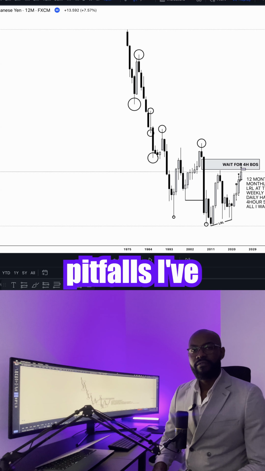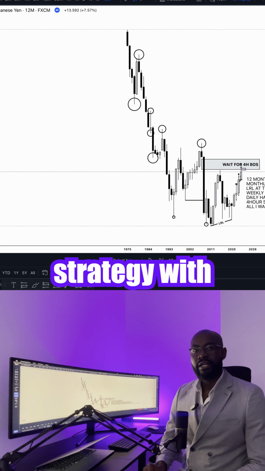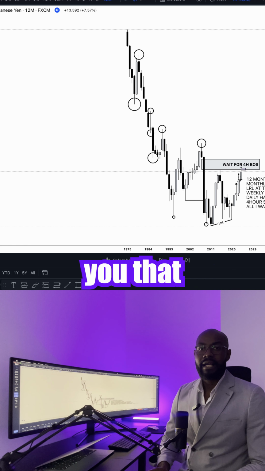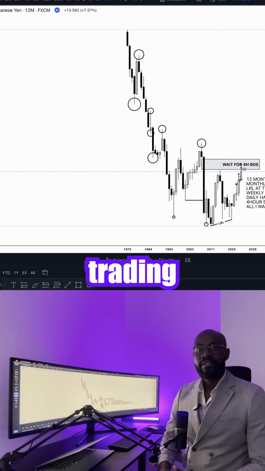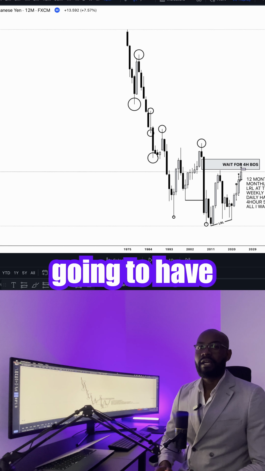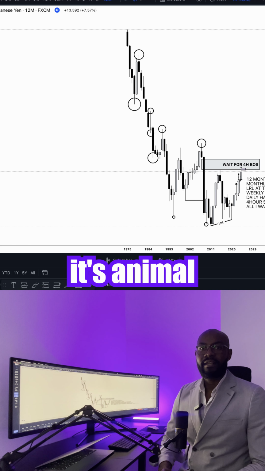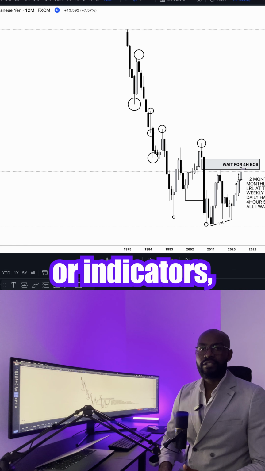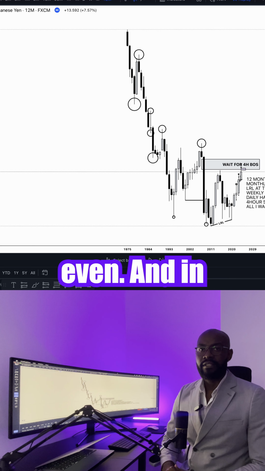One of the greatest pitfalls I've seen new traders fall into is trying to learn a strategy with a 100% win rate. And I'm here to tell you that actually doesn't exist in trading or any business at all. Every trading strategy is going to have wins, losses, break-evens, no matter what kind of concept it is, whether it's animal patterns or ICT concepts or indicators. It's always going to have winning days, losing days, and break-even days.